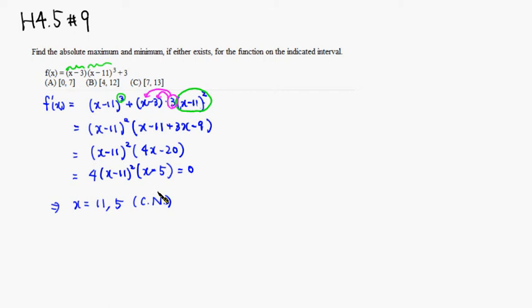Then since we're looking at the interval from 0 to 7 for part A, 0 is a candidate, and 5 is a candidate, and also 7 is another candidate, and 11 is too big, it's outside, so we're not going to consider that for part A. So there are only 3 possible places: f of 0, f of 5, and f of 7.